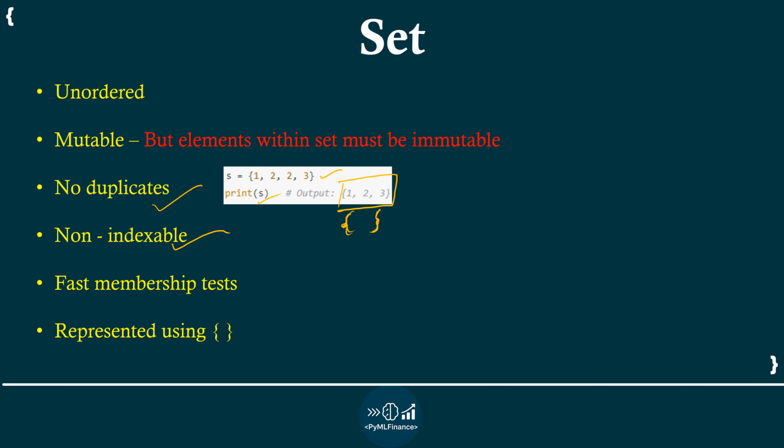They are non-indexable, they don't have any positions. You cannot fetch any data within set using any index or positions. They are unordered, due to which you cannot use any indexes or you cannot fetch data using index. So it has faster membership test. So if you want to check if a particular value is available within the data structure, you should always go with set.